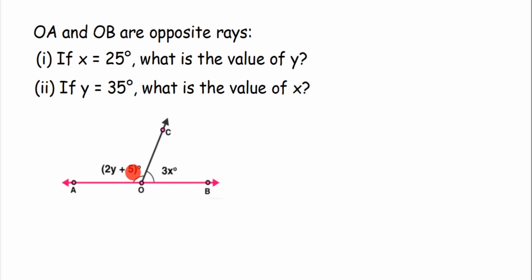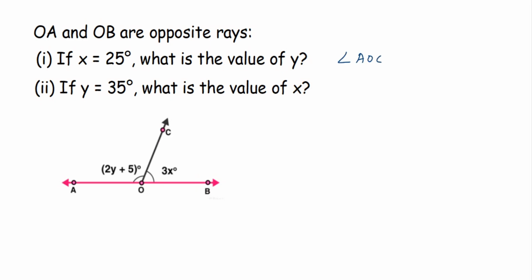Then we can say that these two angles are in a linear pair. In a linear pair, the angles add up to 180 degrees. This means when I add angle AOC and angle BOC, the sum is 180 degrees. So that is the general thing. Let me write that down, because we have to use it to find the value of x and y.